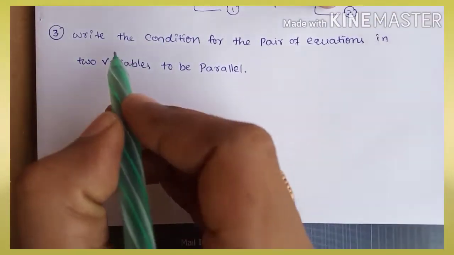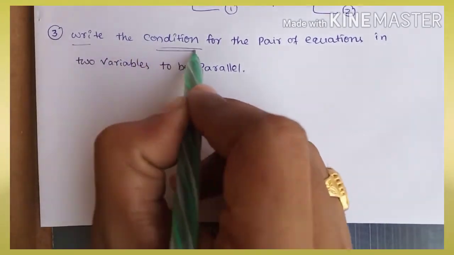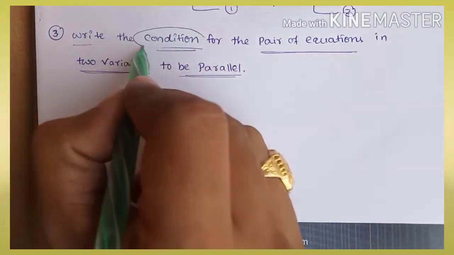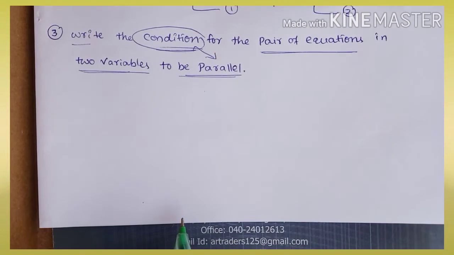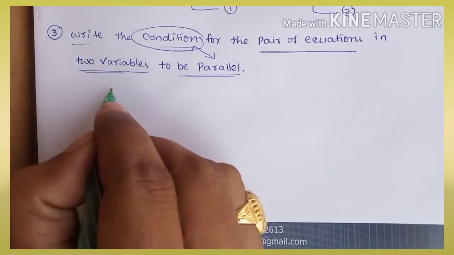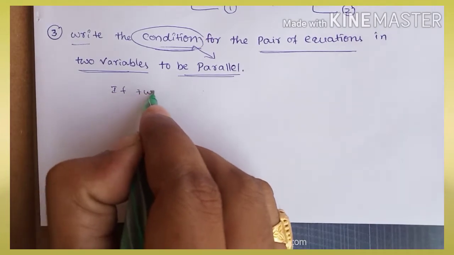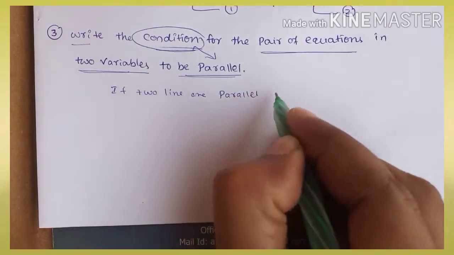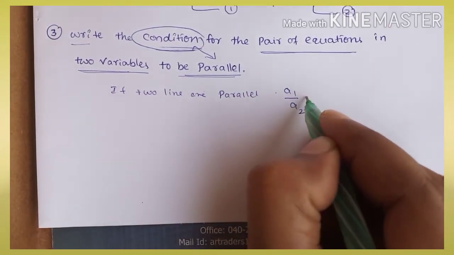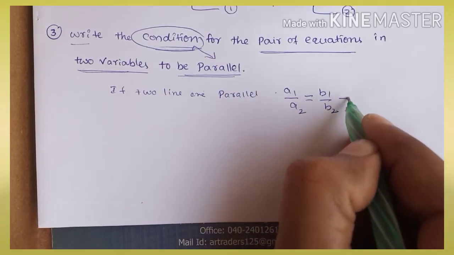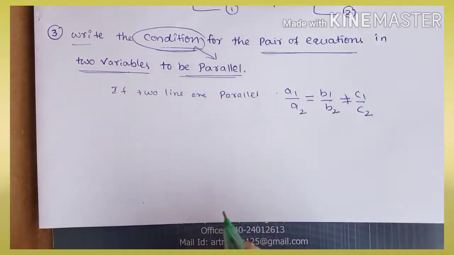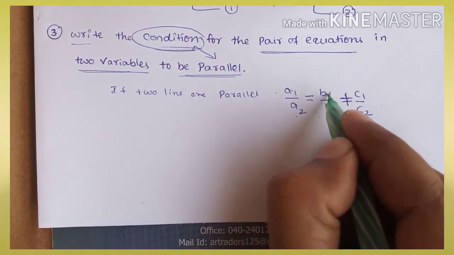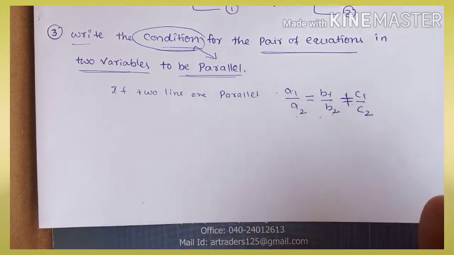Now the third problem, 1 mark question. Write the condition for the pair of equations in two variables to be parallel. We have to write only the condition for parallel lines. What is the condition? If two lines are parallel, then it represents the condition a1 by a2 is equal to b1 by b2 is not equal to c1 by c2. Differ by the constant only. a1 by a2 equal to b1 by b2 not equal to c1 by c2.